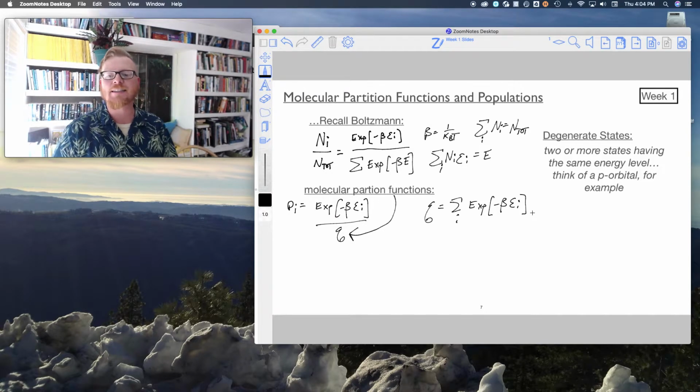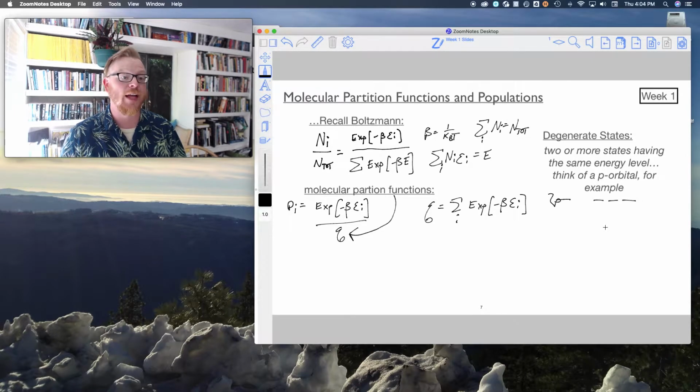So notice over here a degenerate state: two or more states having the same energy level. Think of a p orbital, for example. If I have the 2p energy level, we recognize it goes 1, 2, 3, so that's got 3 equivalent degenerate states. Or a d orbital has 5, or an f orbital has 7. So that's what we mean by degeneracy.